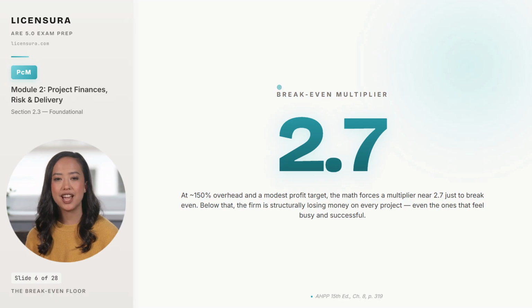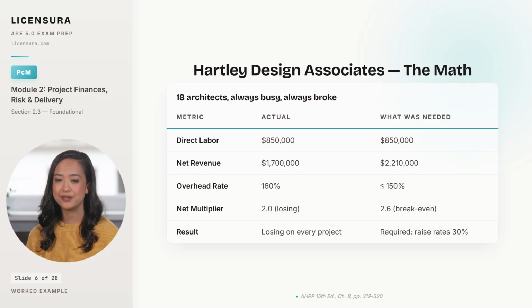There's a cautionary tale in the AHPP that makes the math personal. AHPP tells the story of Hartley Design Associates, 18 talented architects producing beautiful work, always busy, always exhausted, and always broke. The math explains why. Their direct labor was $850,000, and their net revenue was $1.7 million, putting their multiplier at exactly 2.0.